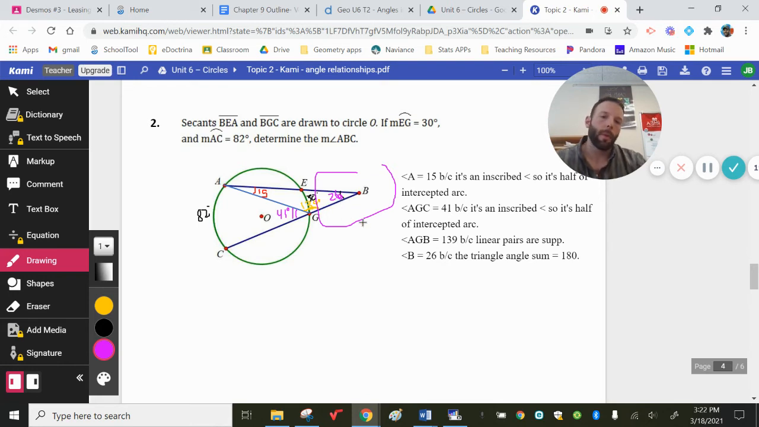Okay, so when you have angles that are not one of those 3 cases, you have to look for other things like linear pairs or triangles to help you find what that angle must be.